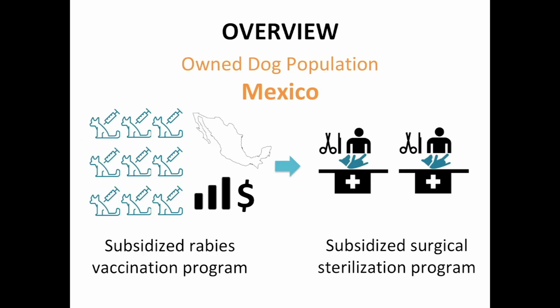Controlling the population growth of owned dogs in Mexico is very important for the sustainability of the rabies subsidized vaccination program. In an effort to control the rising cost of this program, in 1994, the Ministry of Health implemented a subsidized surgical sterilization program. The main objective of this sterilization program was to reduce the number of vaccine doses that will need to be administered over time.